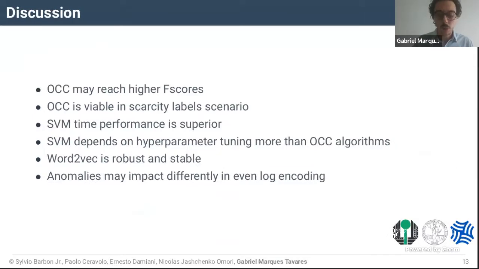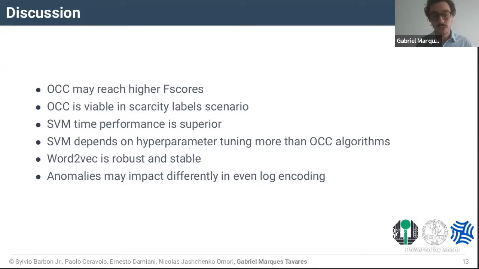So overall, we can say that one-class classification techniques are a good solution for a scarcity of label scenario and may reach even higher scores than traditional supervised machine learning techniques, making it viable in a scarcity of label scenario where only normal examples of trace executions are available. SVM has a better time performance, but on the other hand, also depends a lot on hyperparameter tuning. So this can be a problem in a real application when using SVM.